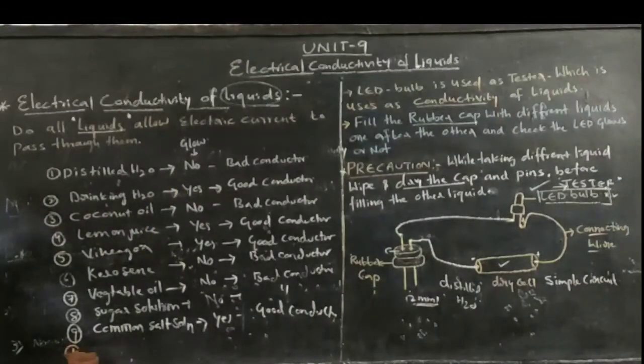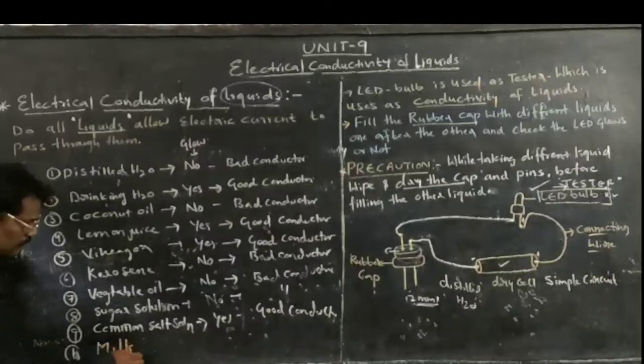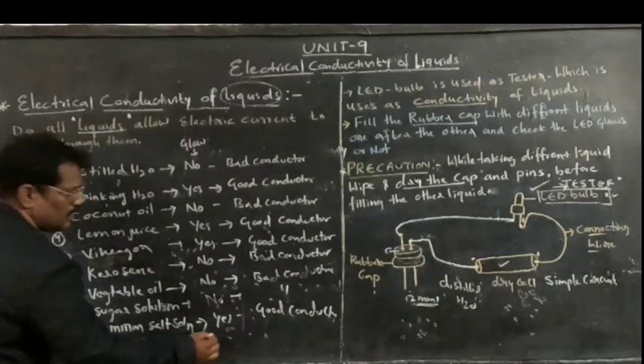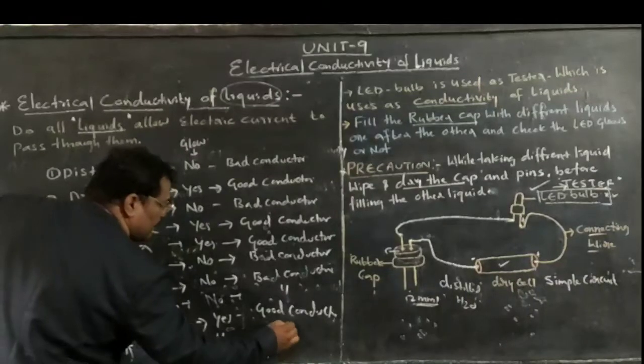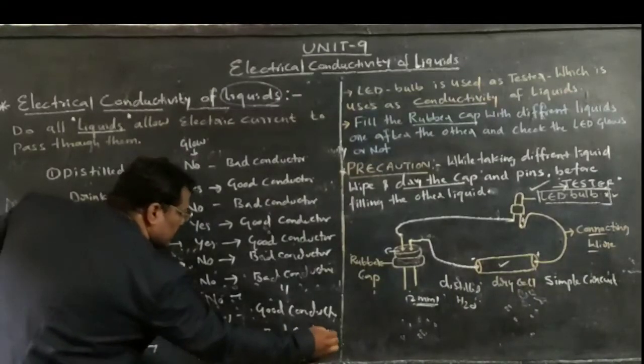Similarly, the tenth one, you go with what? Milk. And for milk, when it touches the tips, it won't glow, therefore we can put it as a bad conductor substance.